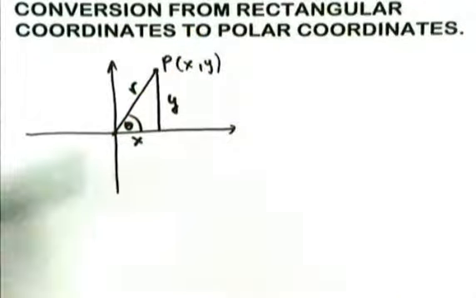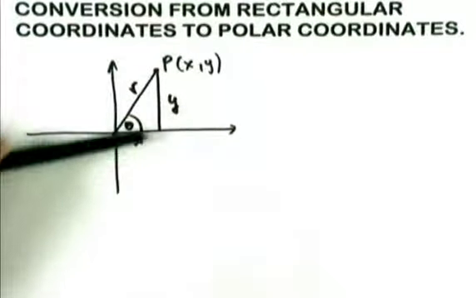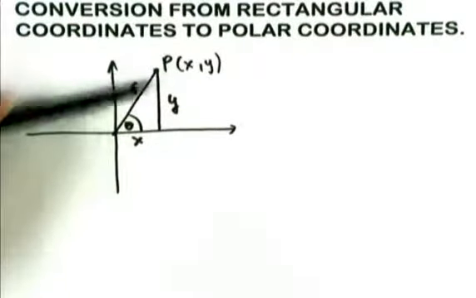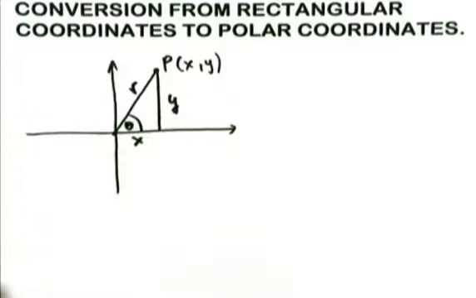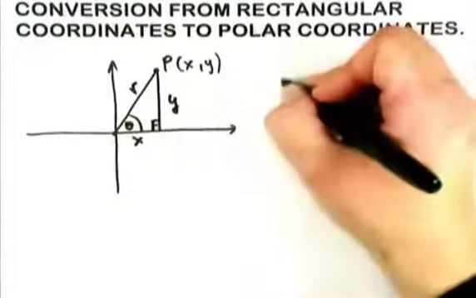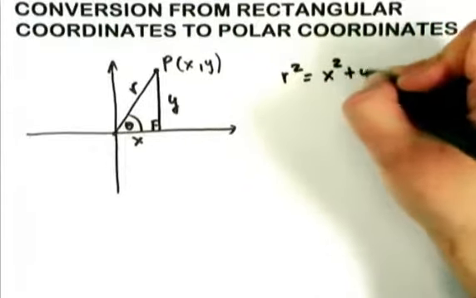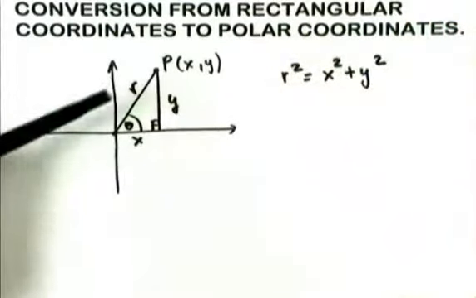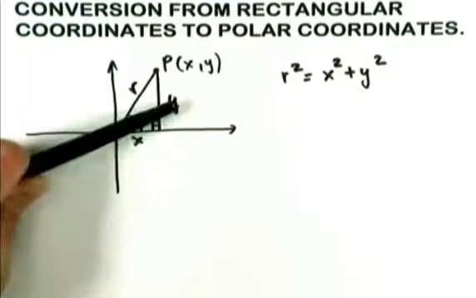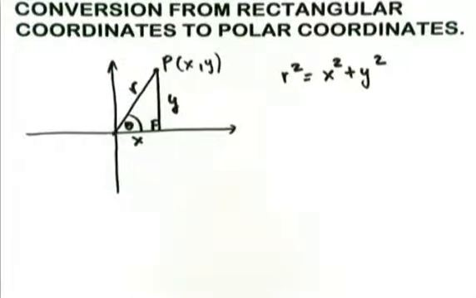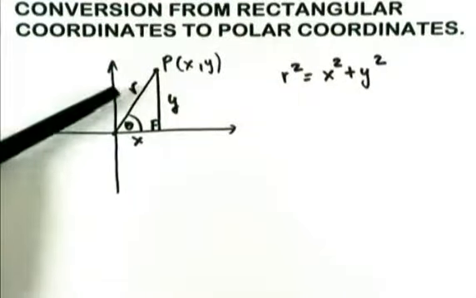How can I find r having x and y? We can use the Pythagorean theorem because this is a right triangle. So we know that r squared is equal to x squared plus y squared. c squared is equal to a squared plus b squared for the Pythagorean theorem. So that's the way to find r.